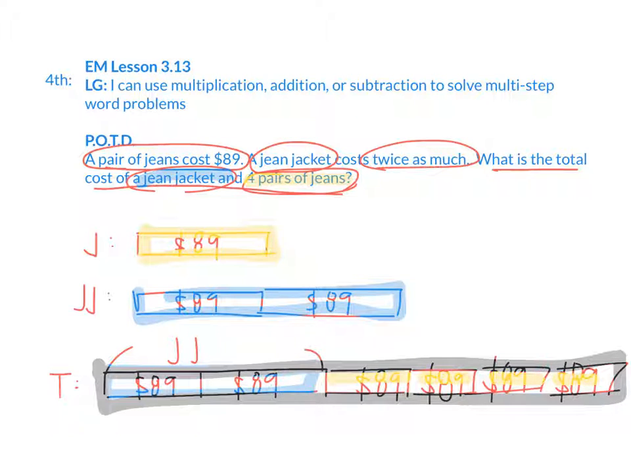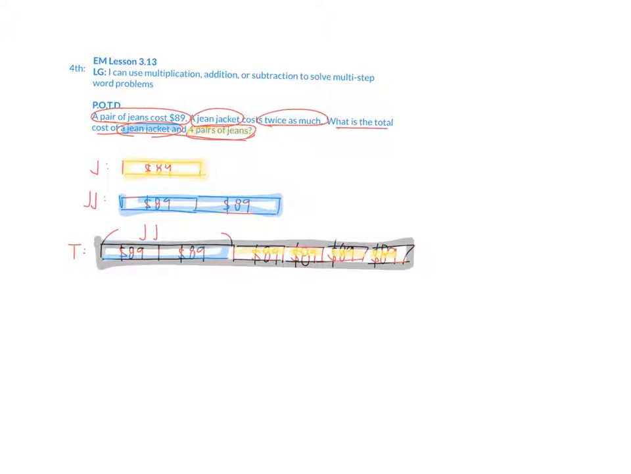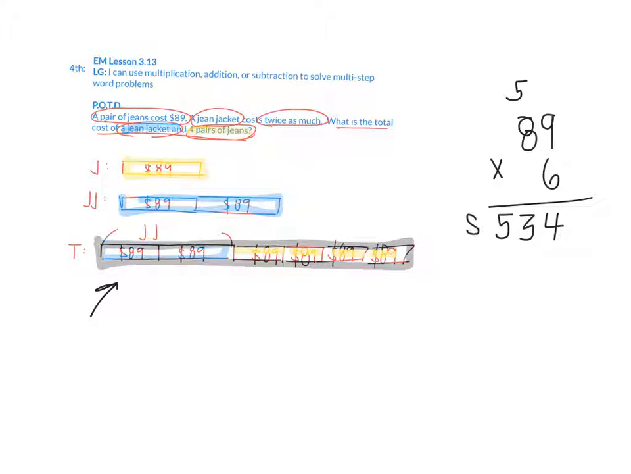So how might I be able to calculate the total cost? Evan? 89 times 6. Yeah, we need to make 6 copies of 89 because we have 6 copies of 89 right there. So using the standard algorithm, 6 times 9 is? Everyone? 54. Thank you. I can record the 4 and regroup the 50 into 5 tens. 6 copies of 8 tens is? 48 tens. Plus 5 tens is? 53 tens. So how much money will it cost altogether? $534.